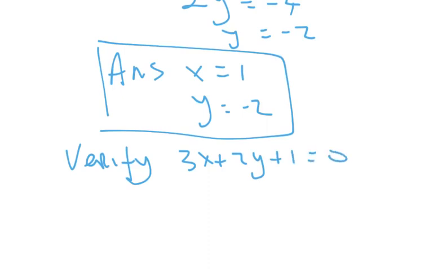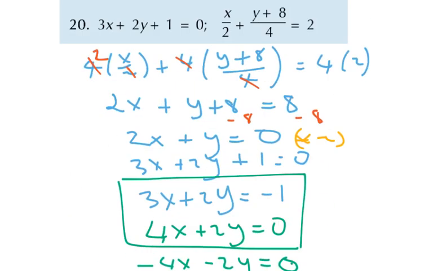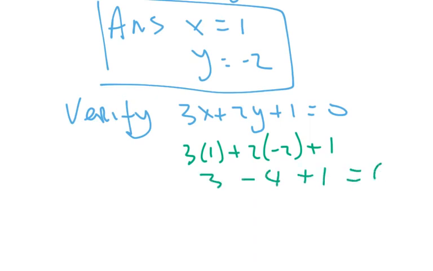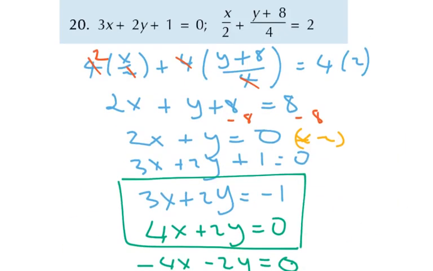Let me just make sure I've got that right. 3x plus 2y plus 1 is equal to 0, correct. Okay, let's have a look. So I'm going to go 3 times 1 plus 2 times minus 2 plus 1. What's that equal to? Well, that's equal to 3 minus 4 plus 1. And indeed, that is equal to 0. So that's verified. And then you need to verify it in the other one as well, this one here. So you can practice that yourself and see if it works. You can do that, but it will work.